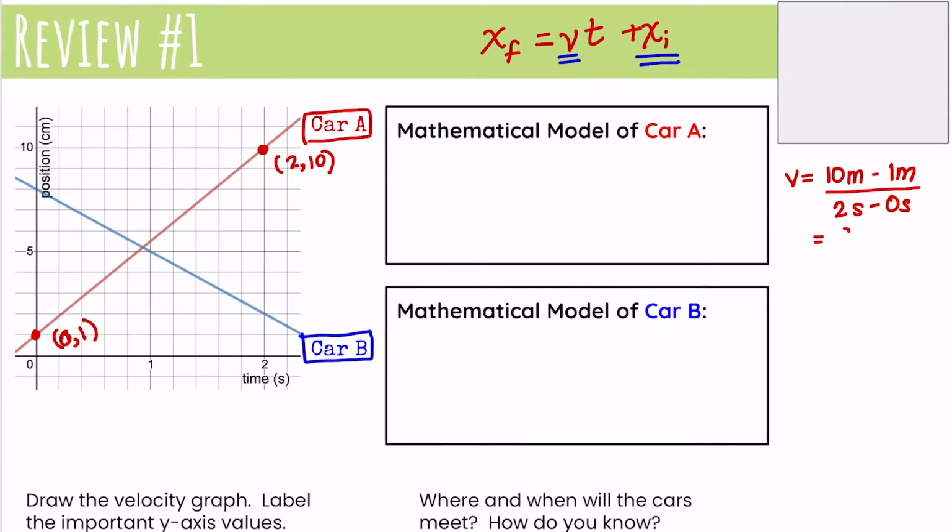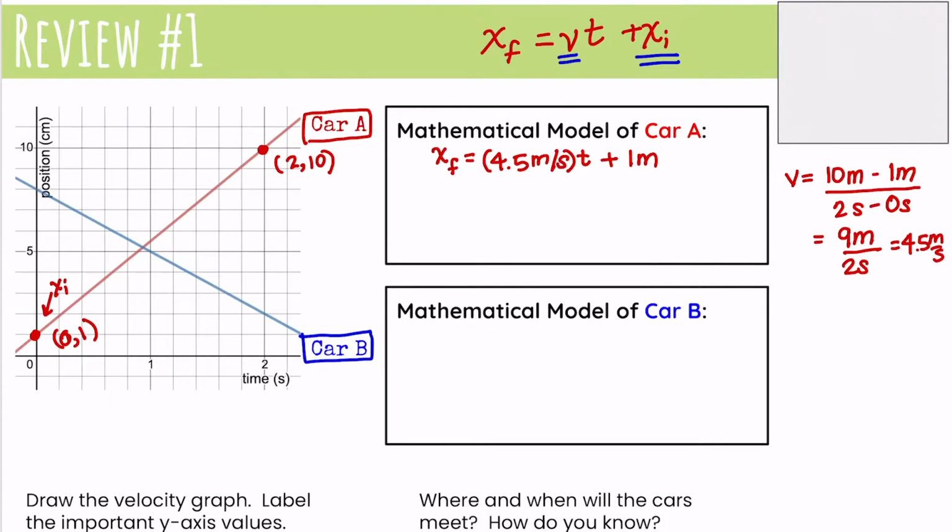So when we do the math, 10 minus 1 is going to be 9 meters, and 2 minus 0 is going to be 2 seconds. And so 9 meters divided by 2 seconds is going to give us 4.5 meters per second. So the velocity of car A is going to be 4.5 meters per second. And the Y-intercept, or the initial position, is going to be right here. And so final position is equal to 4.5 meters per second times time plus initial position of 1 meter.